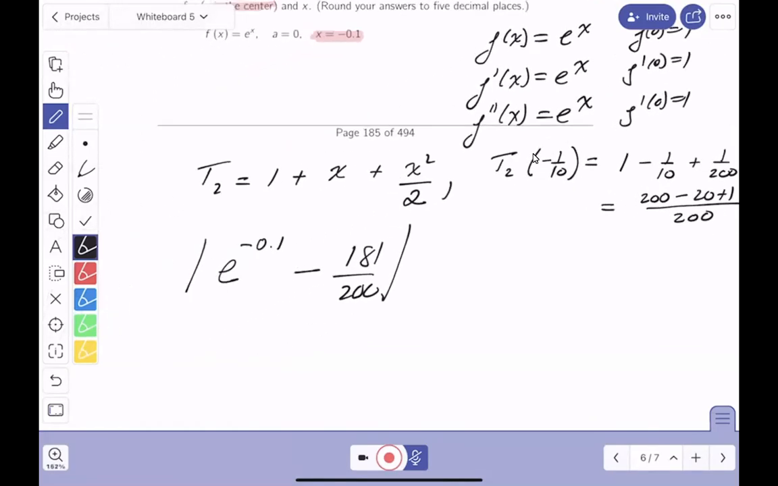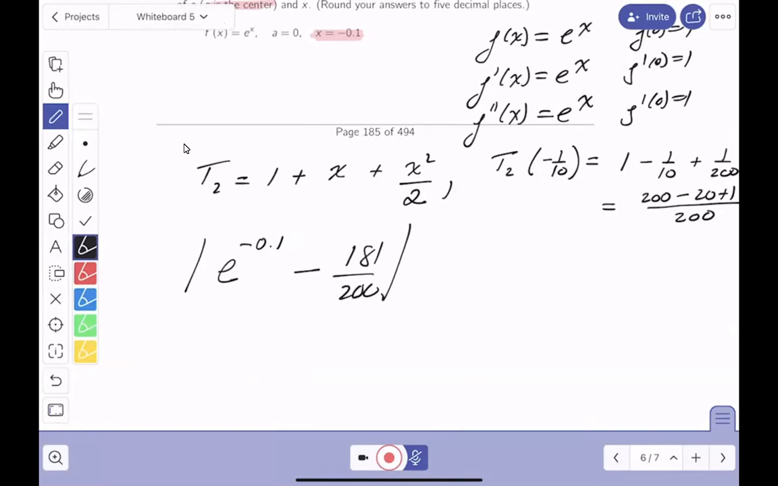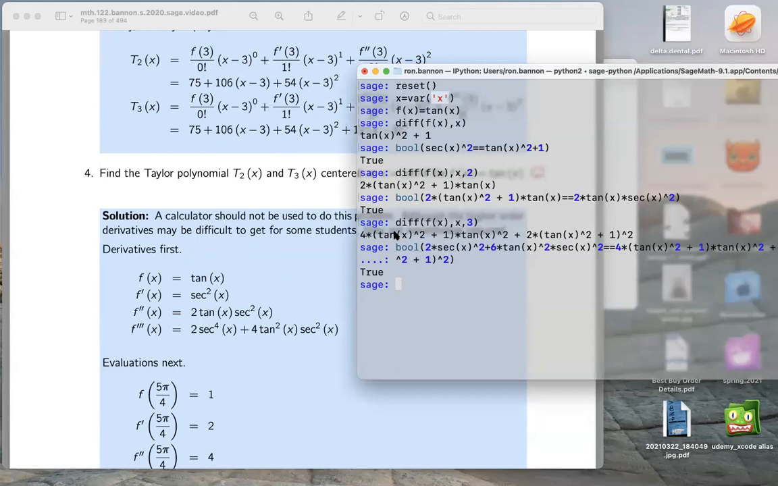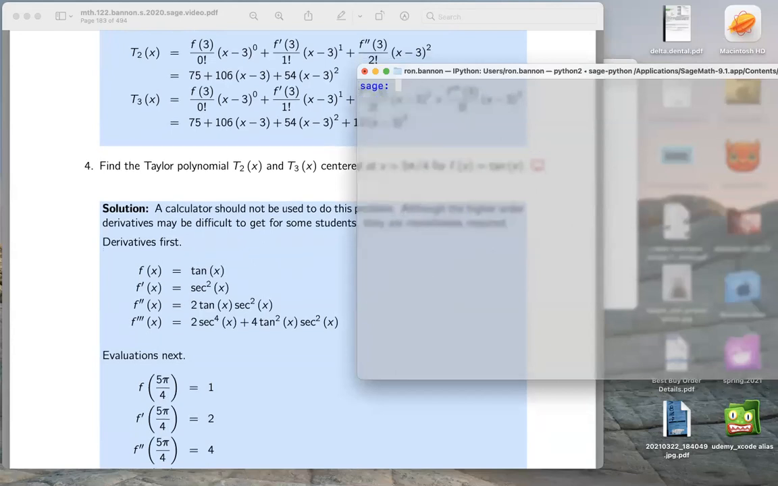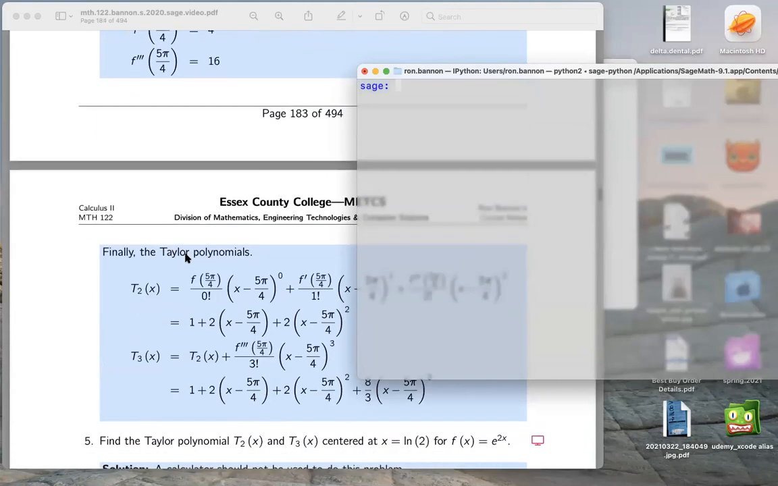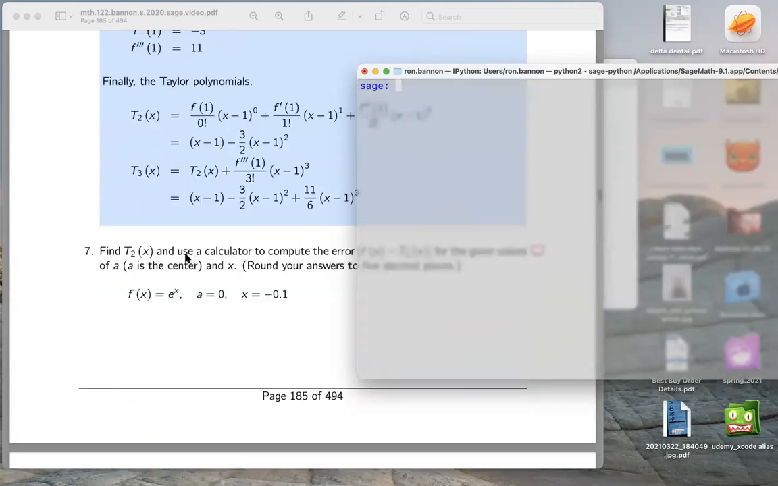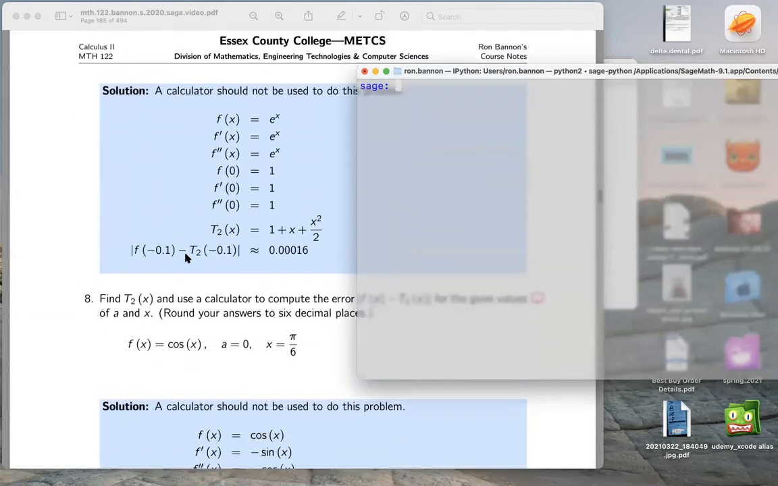I'll write that down: 181 over 200. Now, the one thing I can't do, and I'll be honest with you, is e to the minus 0.1. So I'm going to use a calculator, and I'm actually going to do it. I'm not going to show it to you, though. But I want to go to my Sage. Oh, you know what? I will show it to you. Let me do a new share, and let me just show you this. Let me clear.